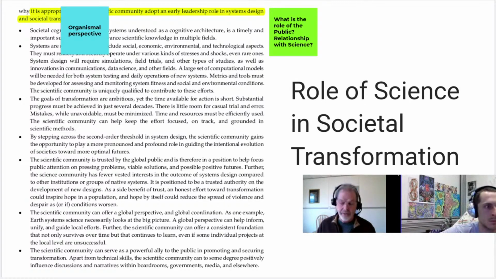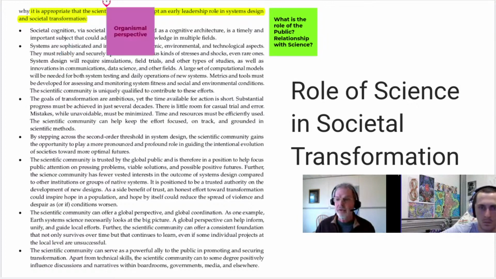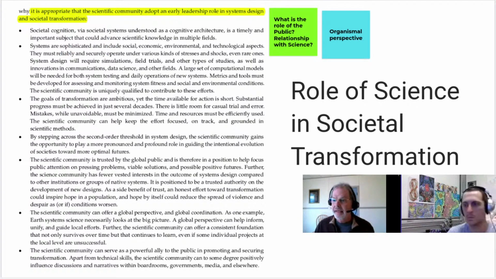Next, societal systems are sophisticated, so the skills that are offered by the science community are extremely important. There would have to be computer simulations, for example, and a variety of other very technical problems that would have to be solved in order for new systems to really work and for the design process to work. For that, the science community is uniquely qualified to contribute.